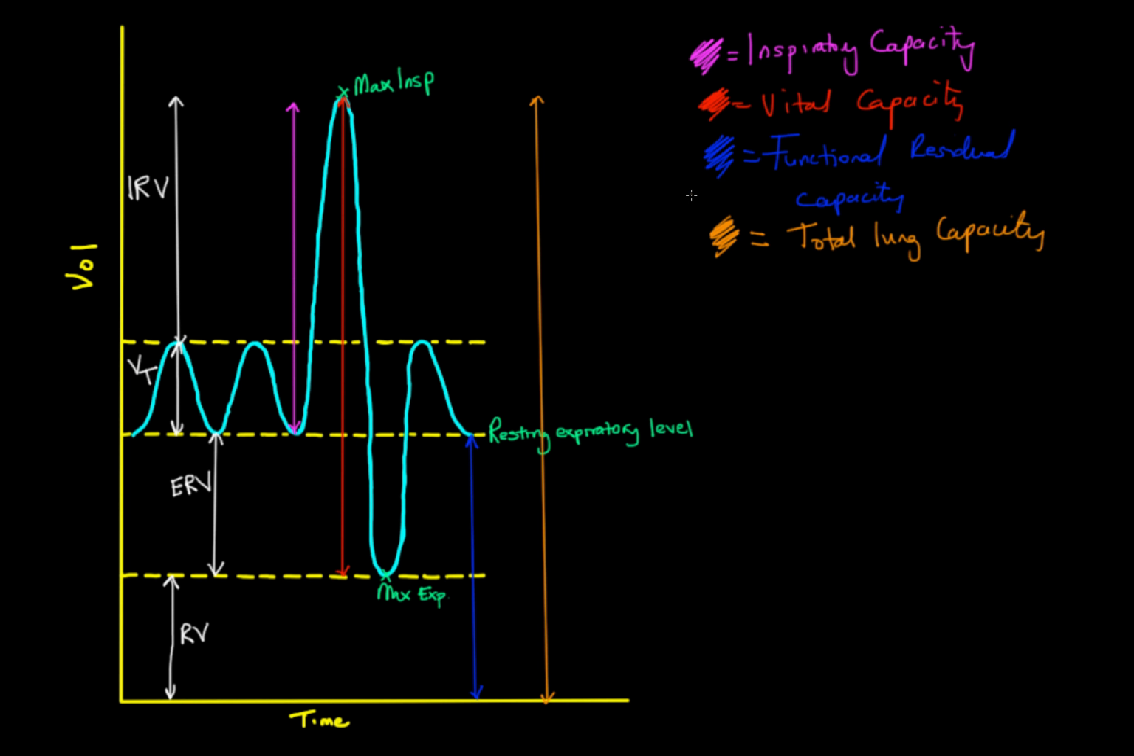So there you have it. Those are our four capacities, and we defined our 4 volumes. We have our tidal volume, inspiratory reserve volume, expiratory reserve volume, residual volume, and then we have our inspiratory capacity, the sum of our tidal volume and our inspiratory reserve volume. We have our vital capacity, which is that big breath out after the biggest breath in. We have our functional residual capacity, which is the sum of our RV plus our ERV. And we have our total lung capacity, which is everything, all the way up to the top of max inspiration.